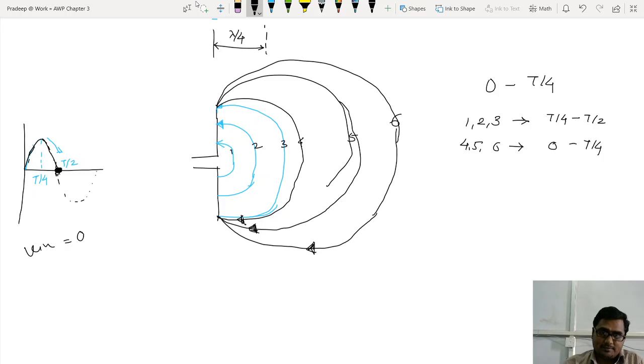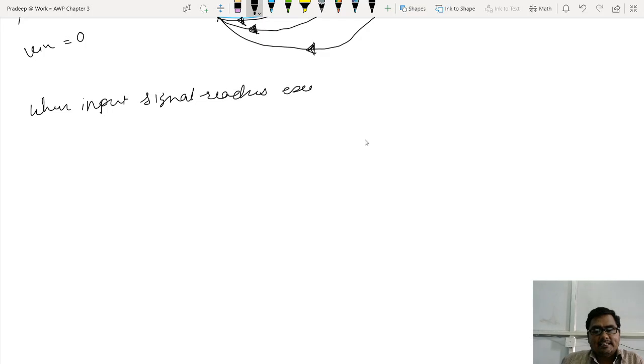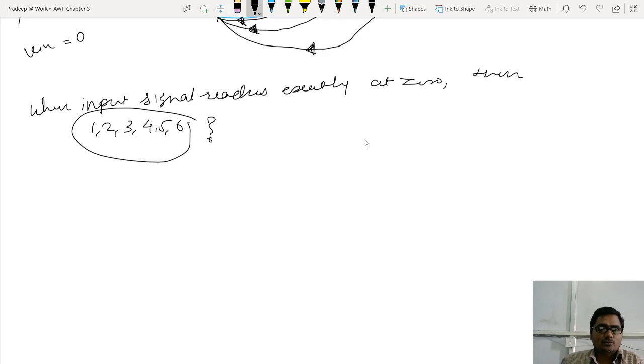Now what will happen to those lines now? If the input stands at 0, then what will happen to these lines? Yes, I will draw what will happen. So when the input signal reaches exactly 0, then our electric field lines, that is 1 2 3 4 5 6, what will happen to them? How will they sustain?